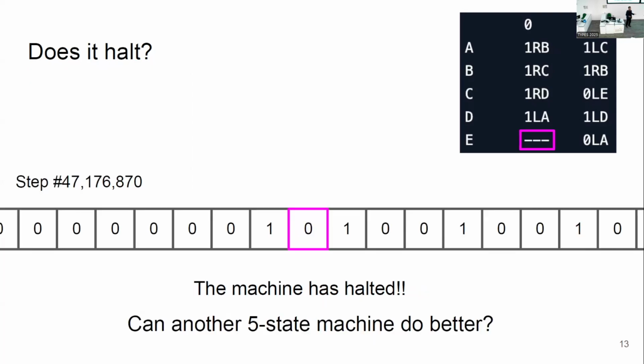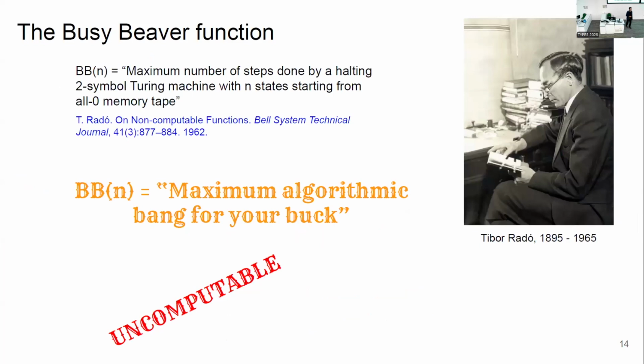A natural question when we've seen that is, okay, but could you do any better? Like, can I work with a machine that would achieve a bigger number? And that was exactly the question asked by Tibor Rado in 1962 when he introduced the Busy Beaver number, which is the maximum number of steps that a halting two-symbol Turing machine with n states can do when you start from the all 0 memory tape.